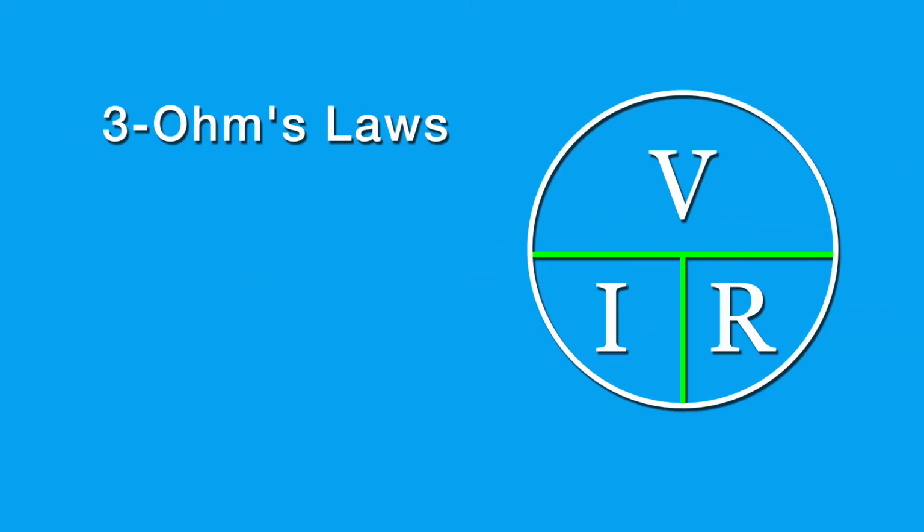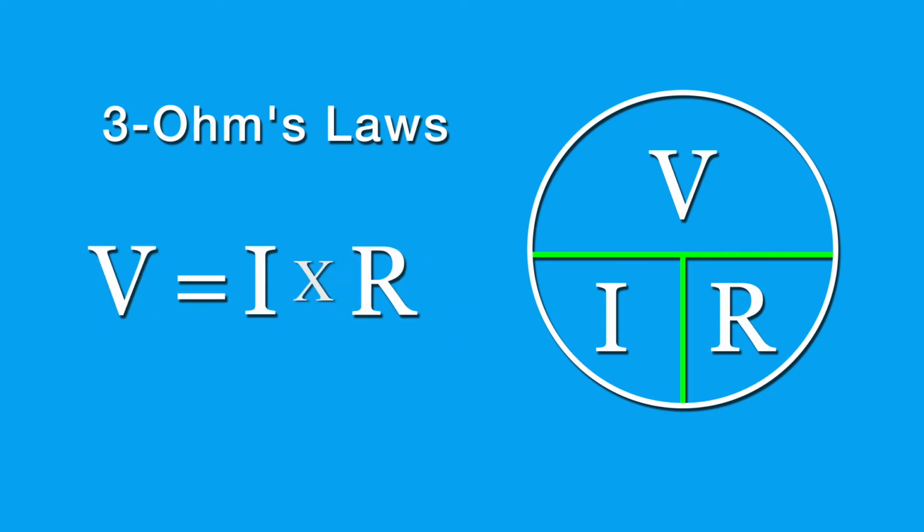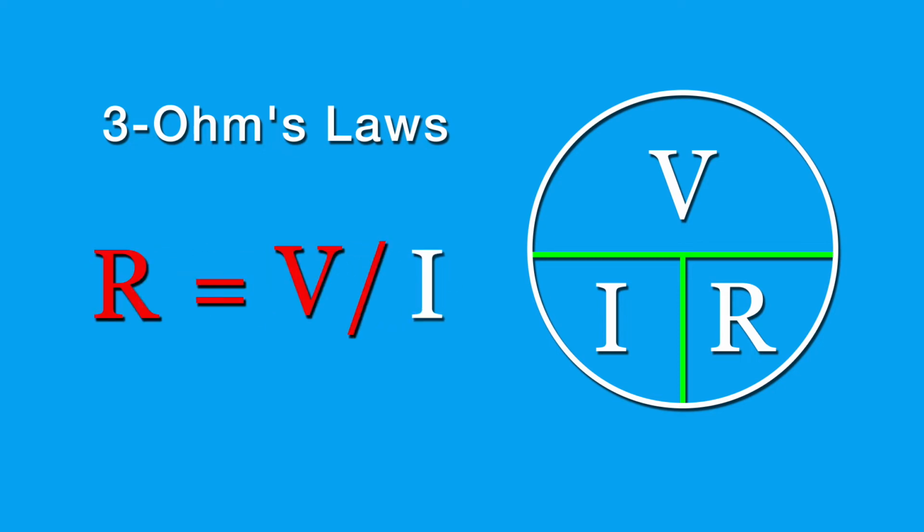From this formula, if two of the three factors are known, the remaining one can be determined. I equals V divided by R. V equals I times R. R equals V divided by I.